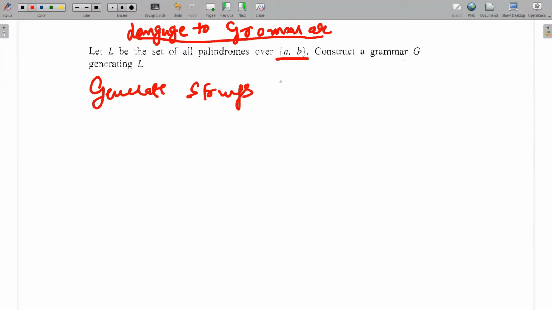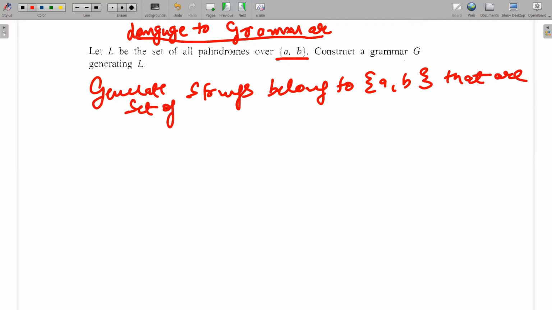strings that belong to {A, B} that are palindromes. So firstly, let's generate the strings and then we will generate rules. The first palindromes I can have in my mind are all strings of A's and B's, including null.